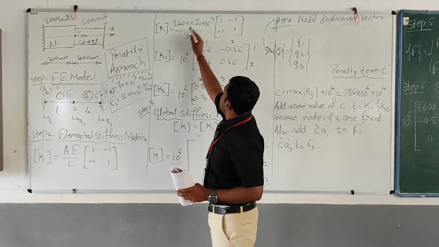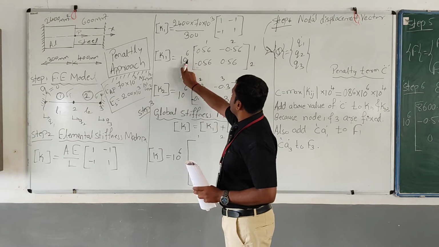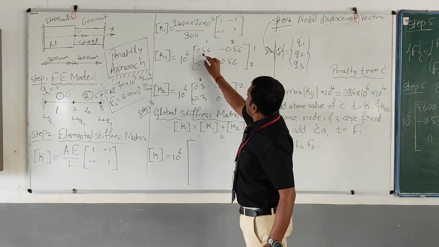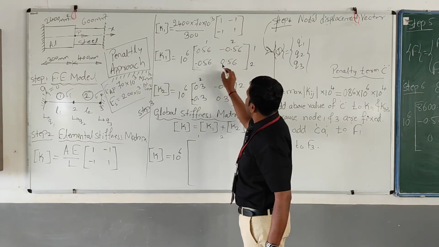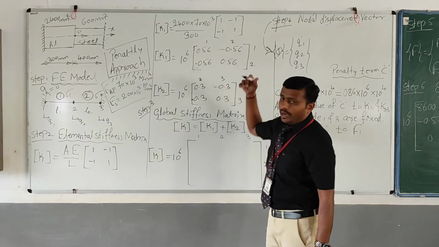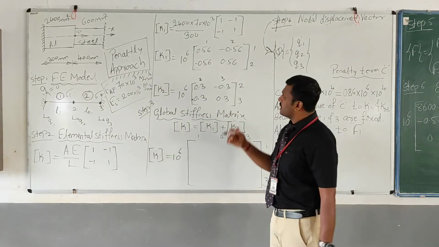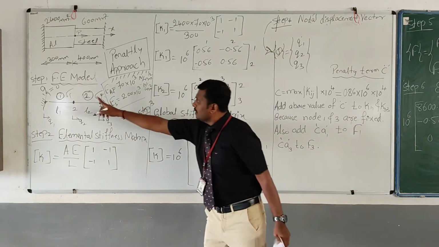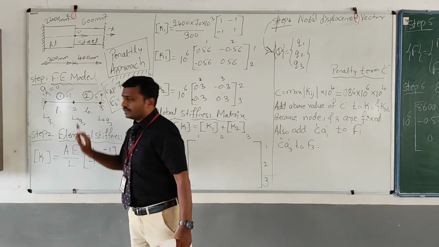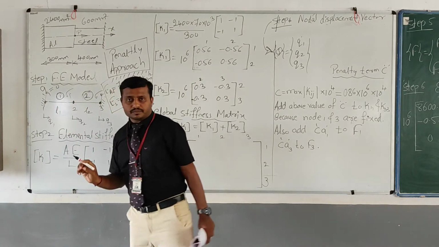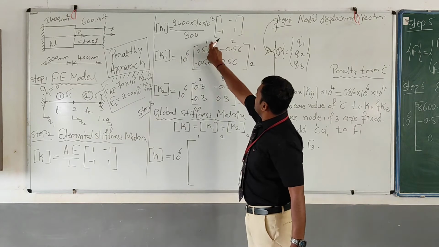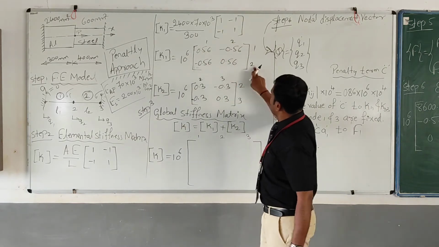So multiply this. This will be 10 to the power of 6 into 0.56. 10 to the power of 6 I have taken outside, and the remaining value I have written inside. See, 0.56, minus 0.56, minus 0.56, plus 0.56. Now after this, you have to give row numbers and column numbers. They are nothing but node numbers. K1 means it's for element number 1. For element number 1, what are the nodes? Node 1, node 2. Initial node is 1, final node is 2. So 1, 2 I have written here. This is column number 1, column number 2. This is row number 1, this is row number 2.